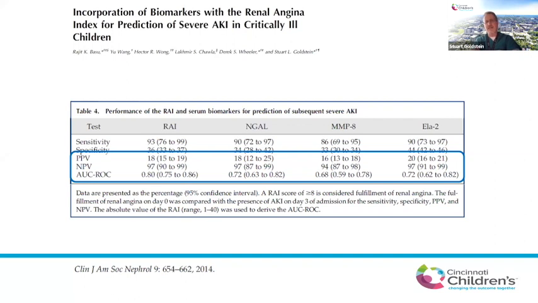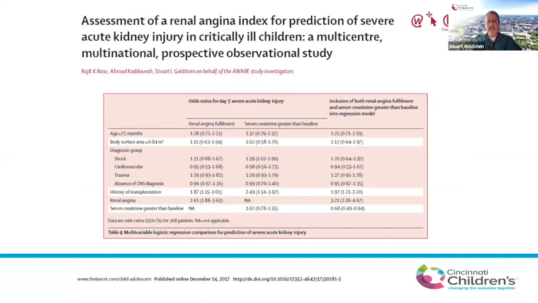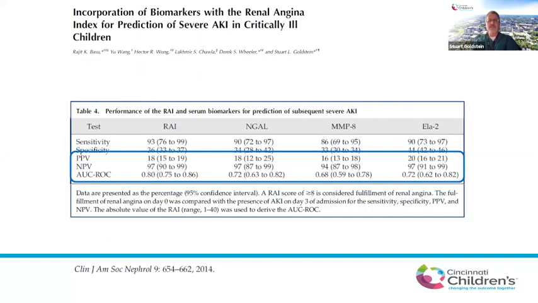But that's not the point. What we want to do is add the biomarkers to the risk stratification. So only in patients who are positive, that's who we want to get the biomarker in. And in fact, the prediction of acute kidney injury improves when we add biomarkers only to patients who are renal angina positive.